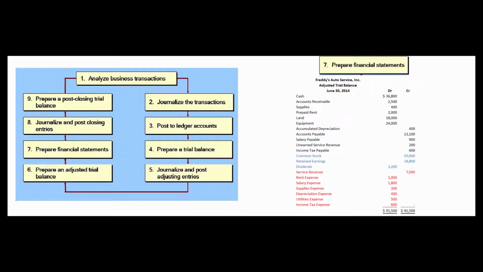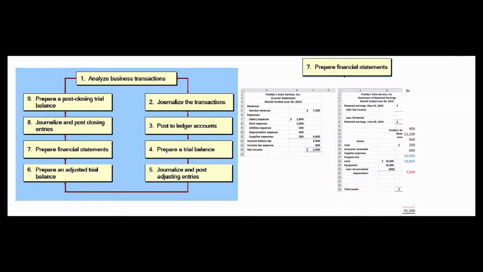Step 7 is to prepare the financial statements. That's the whole point of the accounting cycle. Here's that same adjusted trial balance, but I've color-coded it down here at the bottom. These are our income statement accounts. Here are the accounts we need to create our statement of retained earnings, and everything above that is the balance sheet accounts. So you can see our income statement is revenue minus expenses. Our retained earnings will be retained earnings at the beginning plus the net income minus the dividends.